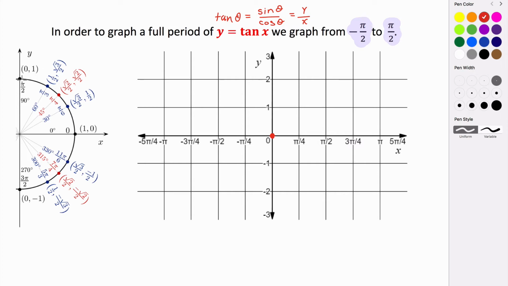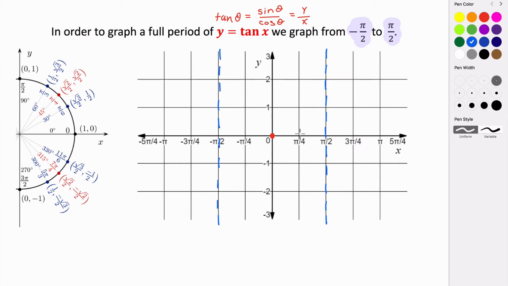At pi over 2, we have 1 divided by 0. 1 divided by 0 gives us an undefined value. We're not allowed to divide by 0, and that results in a vertical asymptote. So at pi over 2, we have a vertical asymptote. At negative pi over 2, we have the same thing. Negative 1 divided by 0 gives us an undefined value again, and we have a vertical asymptote at negative pi over 2.